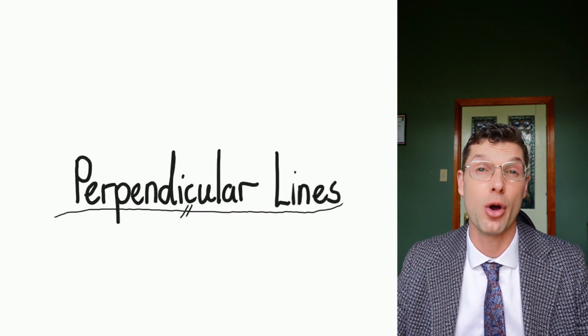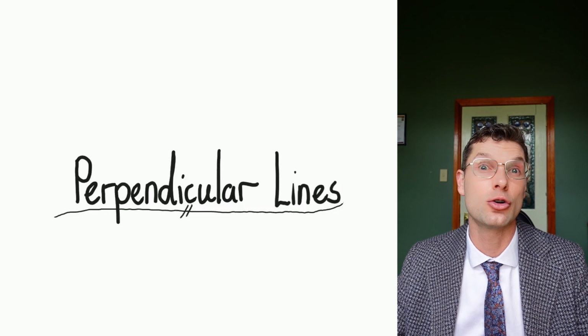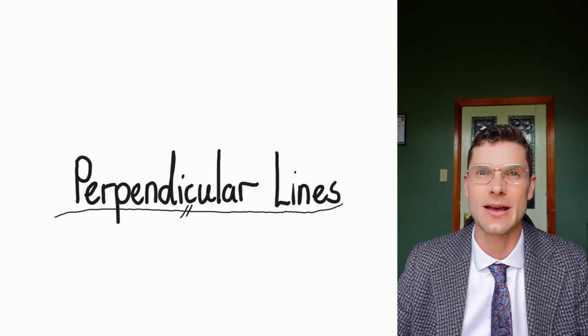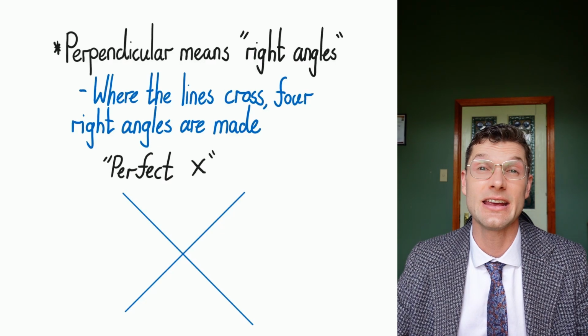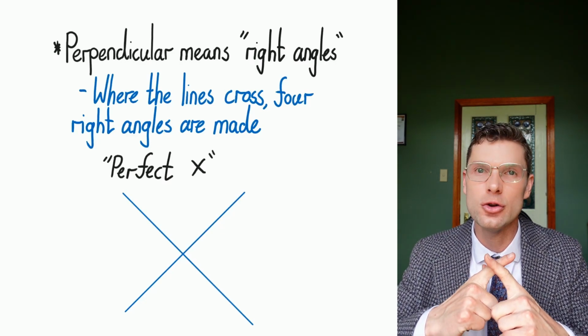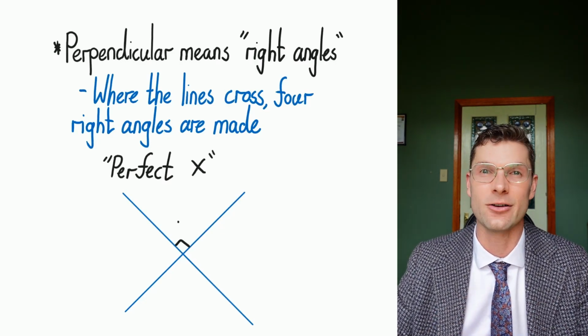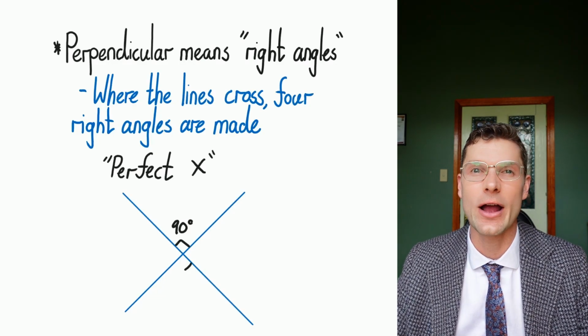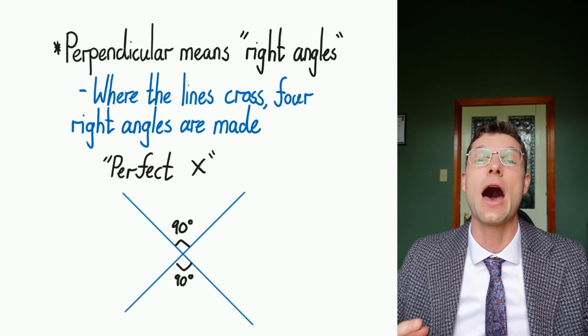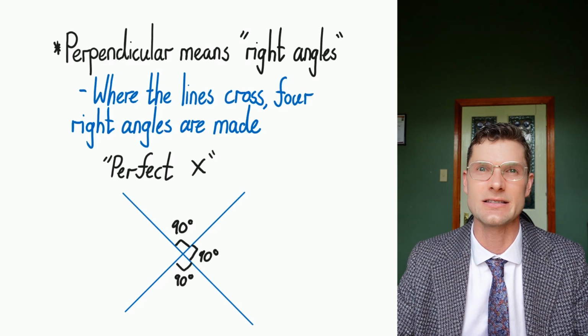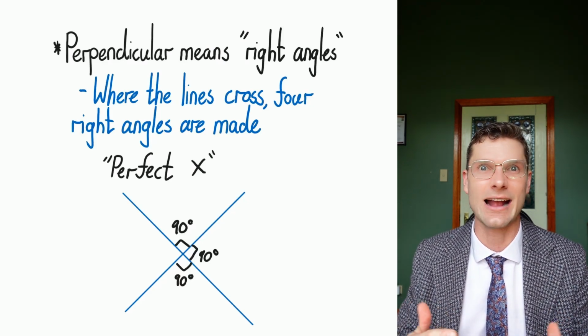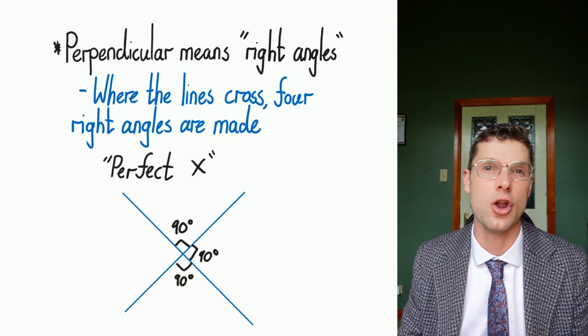Today we're going to have a look at perpendicular lines. How does the gradient impact whether or not something is perpendicular? So perpendicular means right angles. When these two lines cross, four right angles are going to be made. It's kind of like a perfect X, right? A perfect cross between two lines. If we have an X that doesn't look exactly perfect, these two lines are not perpendicular.